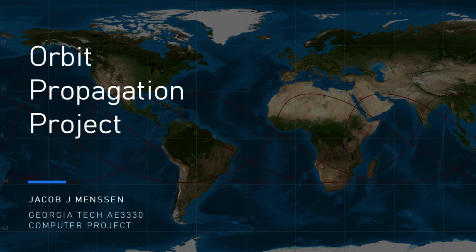How can a satellite's orbit be determined with radar readings? And how can the location of the satellite be calculated when it's not in sight? In this video, I'll be walking through my orbital propagation project, where I do just that.